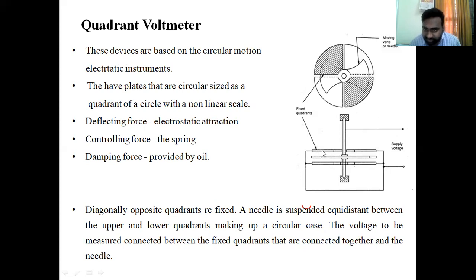See, this is a fixed vane. This is a fixed vane. This segment is a fixed vane, and this is a movable vane. And again, this is a fixed vane. That means in between two fixed vanes, we place the movable vane. And this is connected on a vertical spindle.